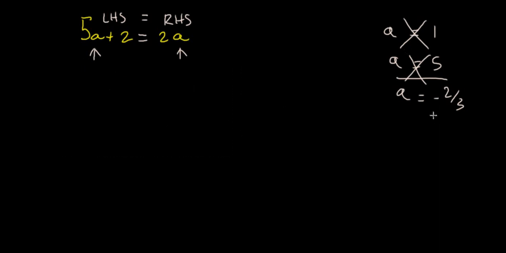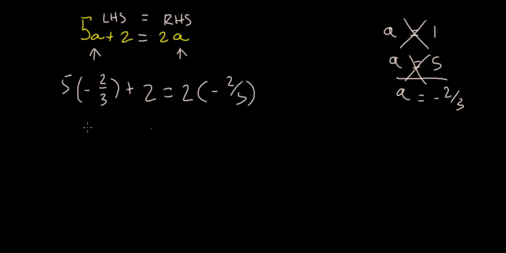So our next value is a equals minus 2 over 3, so let's try that. 5 times minus 2 over 3 plus 2 equals 2 times minus 2 over 3. We have 5 times minus 2 over 3, which is minus 10 over 3, plus the 2 equals 2 times minus 2 over 3, which is minus 4 over 3.